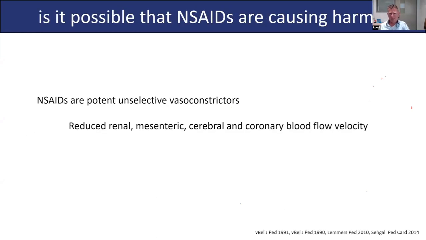The second question is a bit more daring to answer, but let's have a look at this. I have two arguments that I think NSAIDs are causing harm. NSAIDs are potent, unselective vasoconstrictors, and we have lots of data which show that during their administration, NSAIDs reduce renal, mesenteric, cerebral, and coronary blood flow.